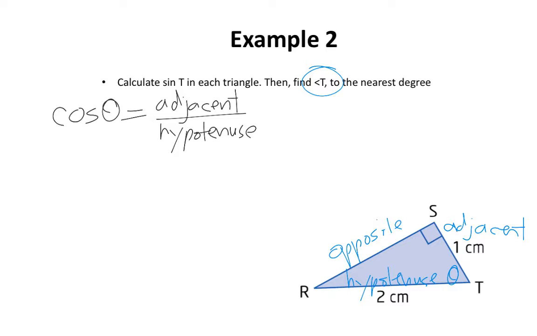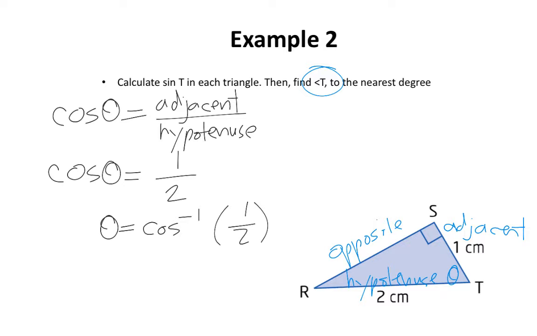Anyways, at this point, I'm going to substitute in my known values. I know that the adjacent side is 1 centimeter, and I know the hypotenuse is 2 centimeters. So I want to isolate the angle, I want to isolate theta, therefore I'm going to have to do the inverse function of cosine. And again, you're going to do that on your calculator. And if you do the inverse cosine of 1 over 2, you should get 60 degrees.